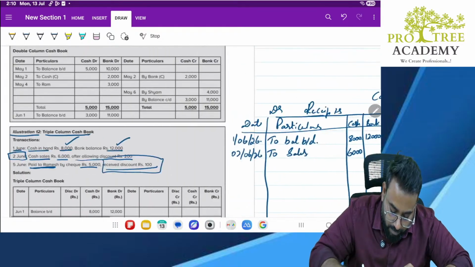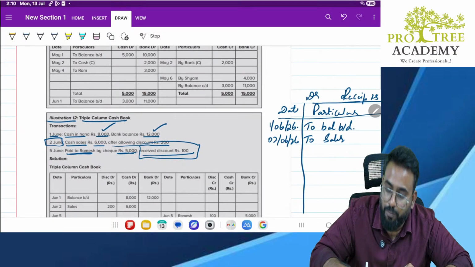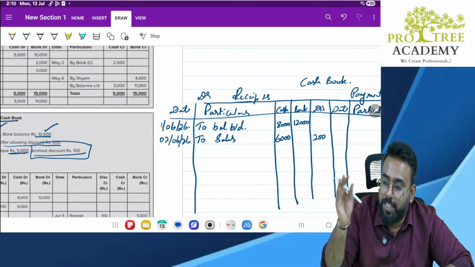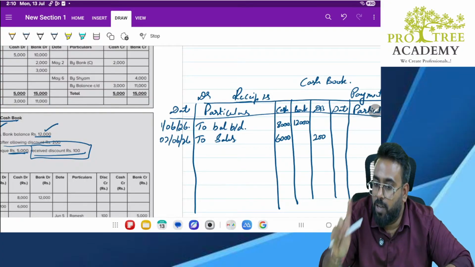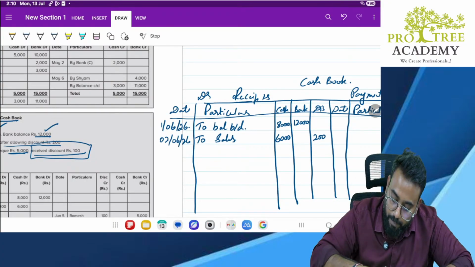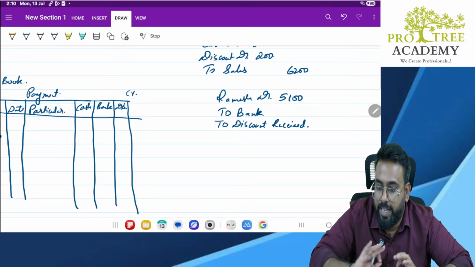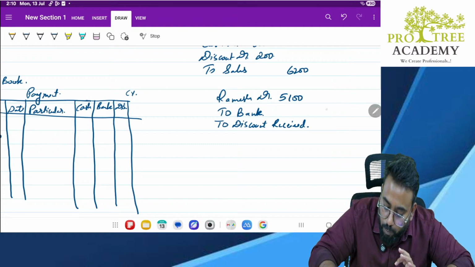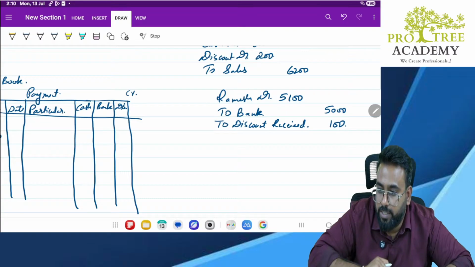How much? Paid to Ramesh by cheque 5,000. Received discount of 100. That means we have paid 5,000, but we should have paid 5,100. But we have paid only 5,000 and 100 rupees is our discount. So 5,100 is the liability which is going to come down, but we are making payment of only 5,000. The remaining 100 will be discount received. Is that clear?